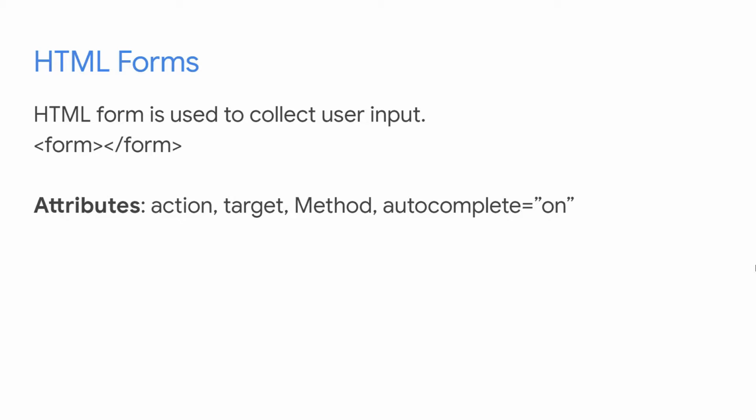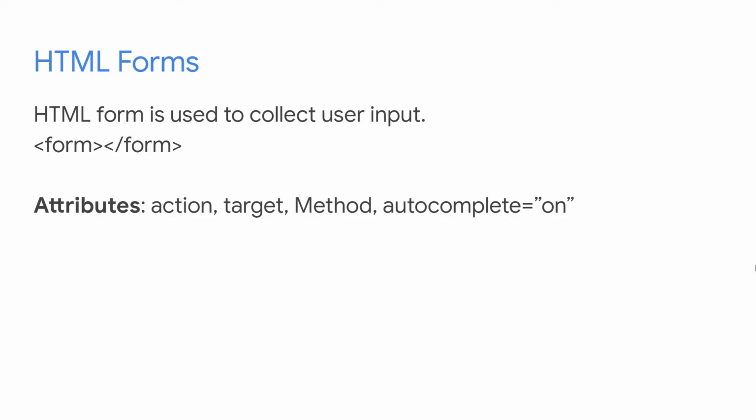In the form tag, you can pass attributes like action, target, method, and autocomplete. Action is for defining what action we need to perform when we submit this form, or the URL where we can pass it. Target means I can submit the form into a new window or the same window. This kind of thing we can apply.